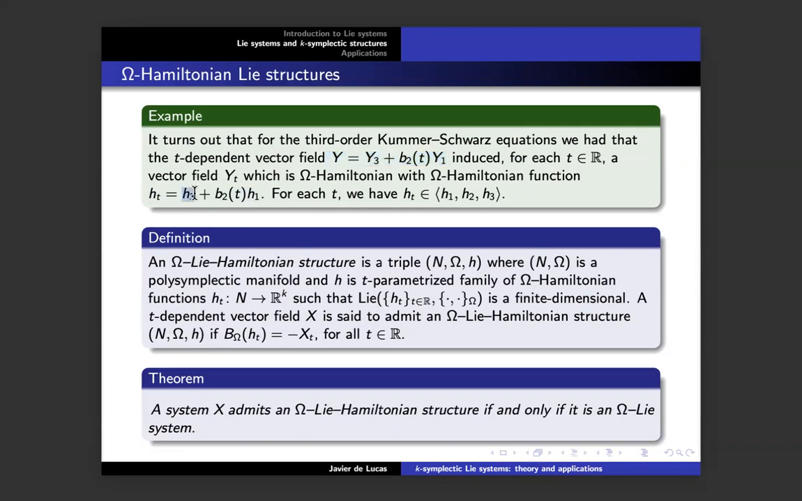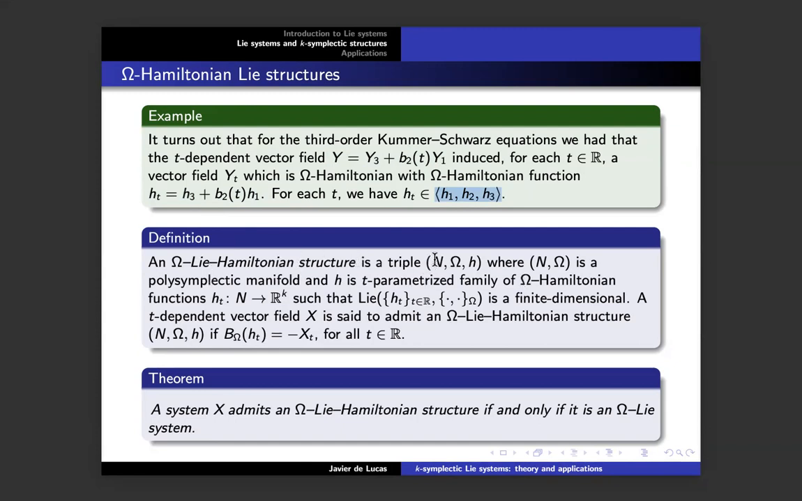And it turns out these functions, as I saw before, close a Lie algebra. So this can be understood for each time as an element of this Lie algebra of omega Hamiltonian functions. It is like a curve in this omega Hamiltonian Lie algebra, and this curve is called a Lie Hamiltonian structure.